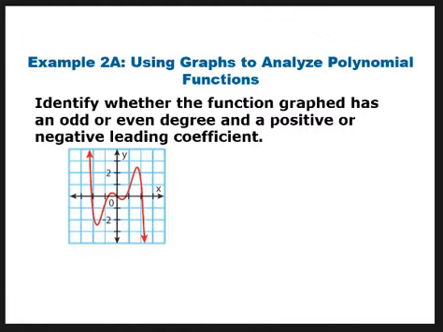Now if we move to something like this where we actually have a picture of a graph, identify whether the function graph has an odd or an even degree and a positive or negative leading coefficient. Well, the first little hint with this is look at your ends. If they're headed in the same direction, like say they're both pointing up or they're both pointing down, that means you're going to have an even degree. If they're pointing in opposite directions, like is the case right here, one's going up, one's going down, that means that we're going to have an odd degree.